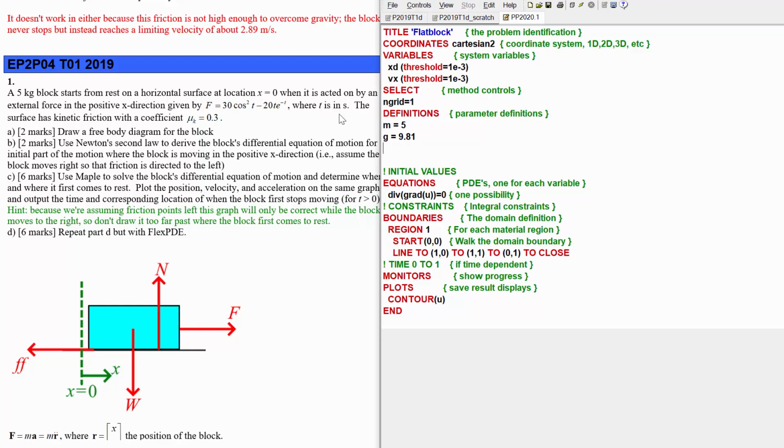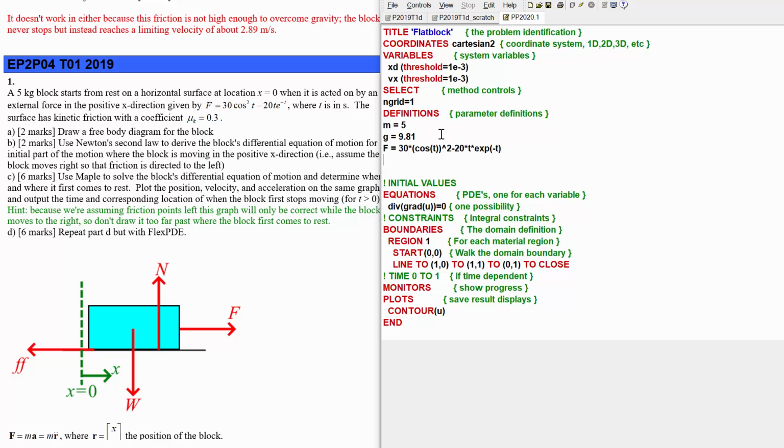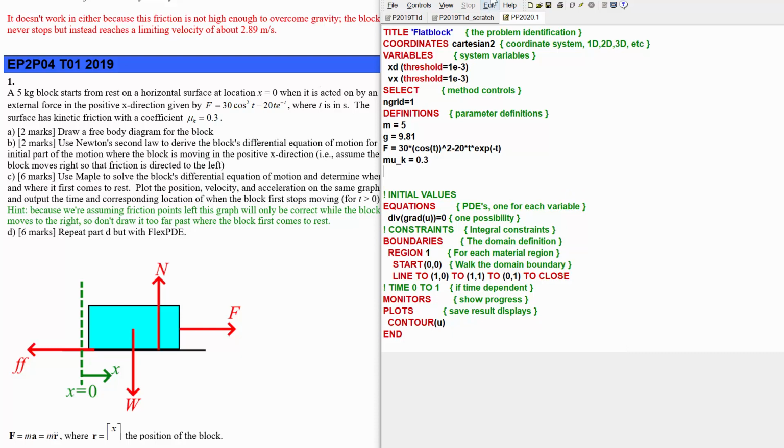Okay, so now we'll put in the force. Force is equal to 30 times cos of t all squared minus 20 times t times e to the negative t. Then mu k is 0.3. Notice that compared to Maple, we don't need to use colon equals to assign things. It's just equals in FlexPDE.